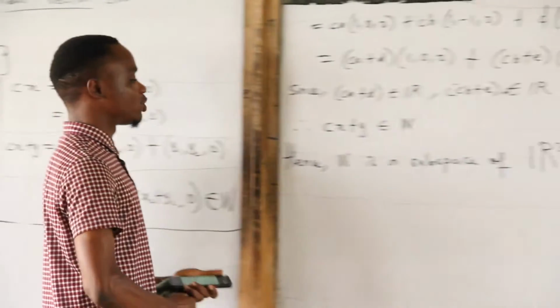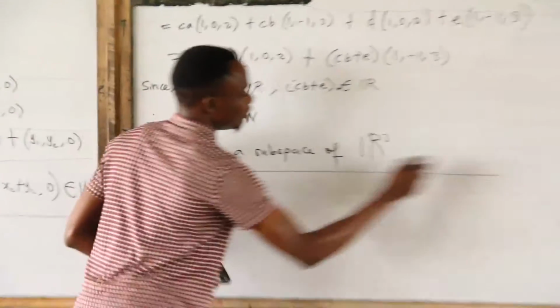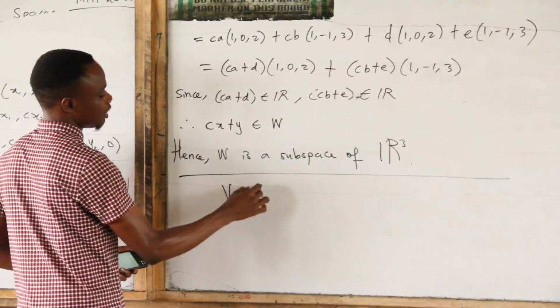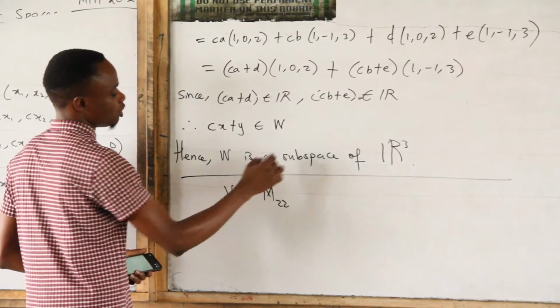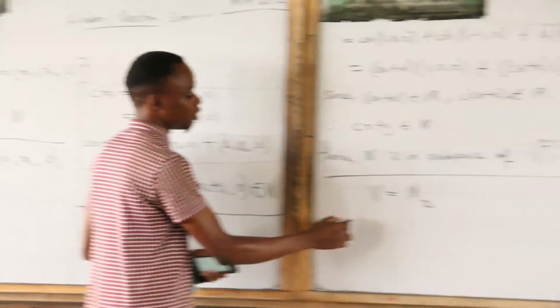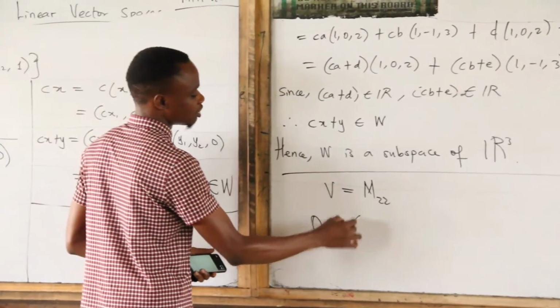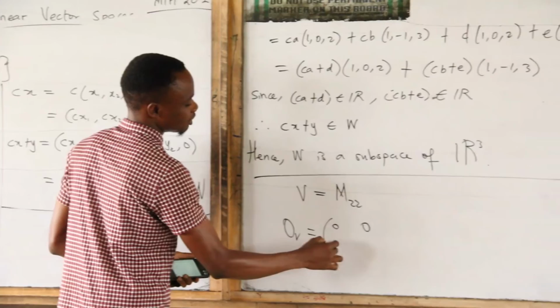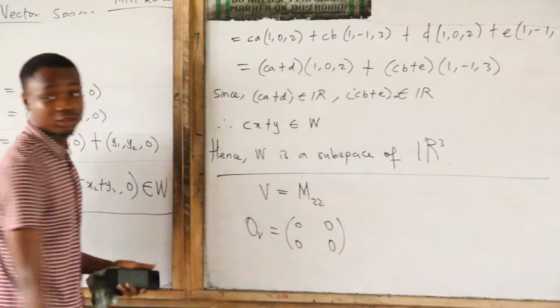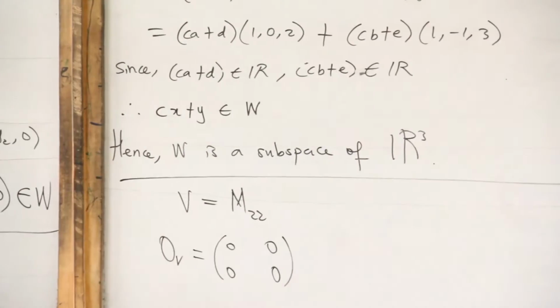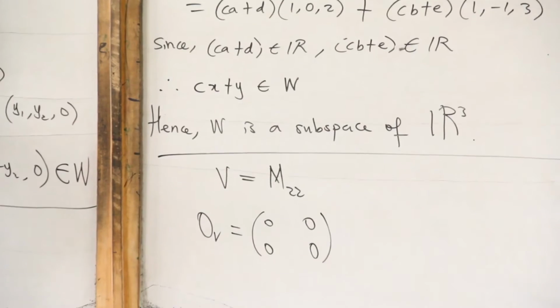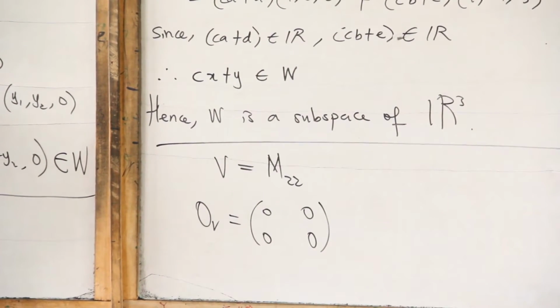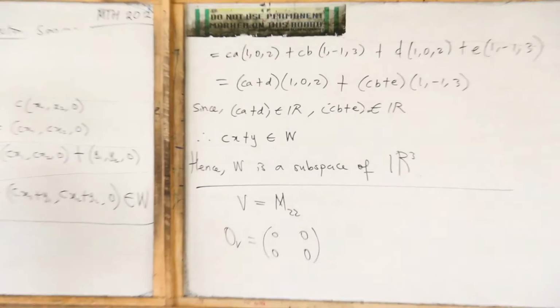For a set of 2 by 2 matrices, if V is M22, which is the set of all 2 by 2 matrices, that means the zero element in V is going to be the matrix 0, 0, 0, 0. Is it clear? Is it an element of this subset W? How do you know that?